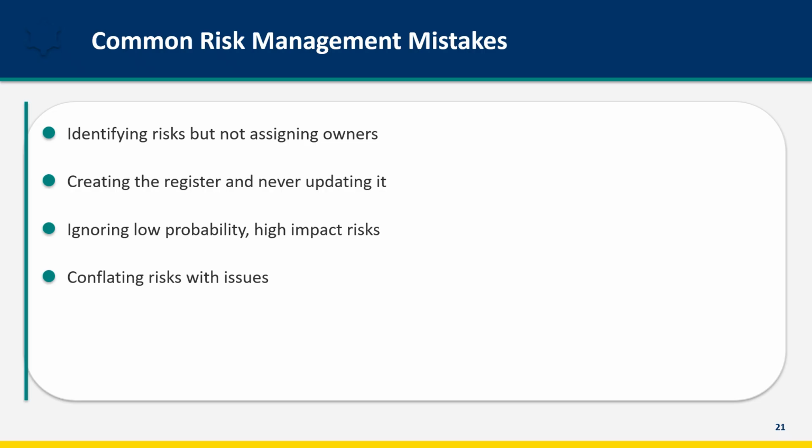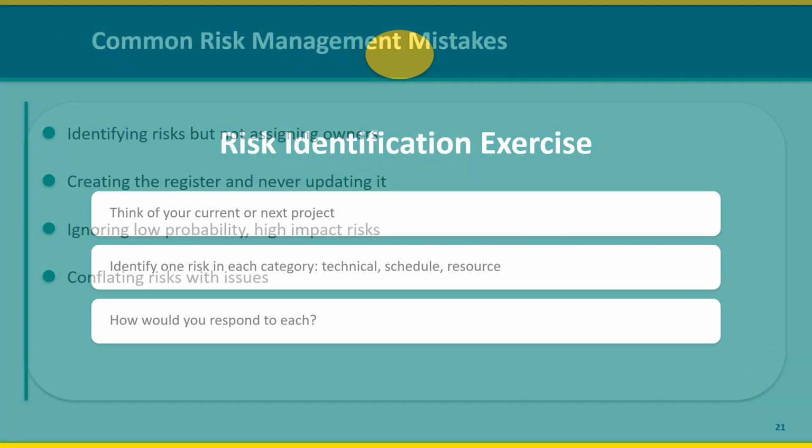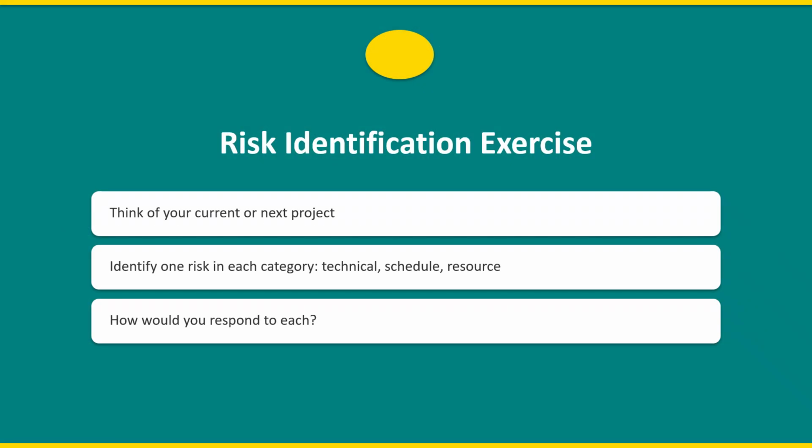Conflating risks and issues causes confusion. Risks are managed differently than issues. Keep them separate. Let's practice. Think of a current or upcoming project. Identify one risk in each of three categories. One technical risk. What could go wrong with the technology?